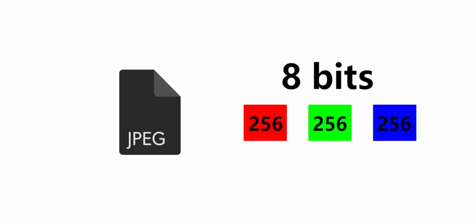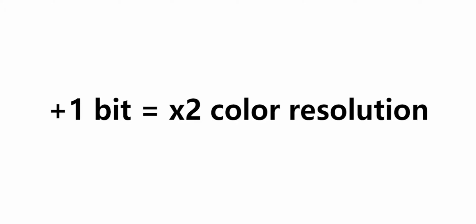And we get that number by raising 2 to the power of whatever the bit depth is. So in this case, it's 8. 2 to the power of 8 is 256. Now the thing you need to understand with bits is that every bit you add doubles the amount of information you can store. So while an 8-bit image has 256 shades of red, green, and blue, a 9-bit image would have 512 shades of red, green, and blue.